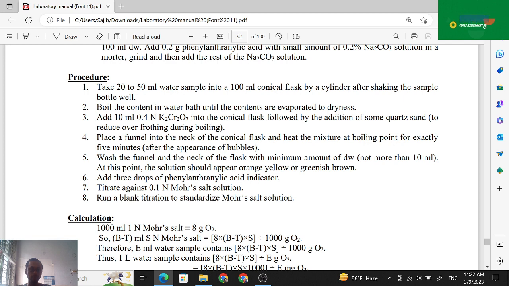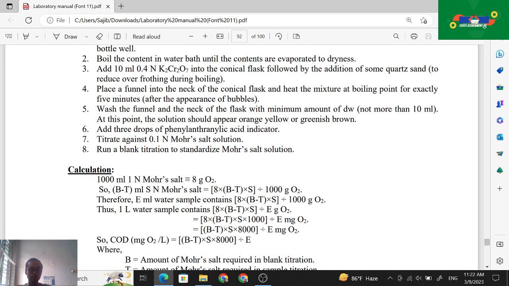In the procedure, take 20 to 50 ml water sample into a 100 ml conical flask by cylinder. After checking the sample bottle, boil the contents in a water bath until the contents are evaporated to dryness. Add 10 ml of 0.4 normal K2Cr2O7 into the conical flask, followed by some quartz sand to reduce frothing during boiling. Place a funnel into the neck of the conical flask and heat the mixture at boiling point for exactly 5 minutes after the appearance of bubbles. Wash the funnel and neck of the flask with a minimum amount of DW, not more than 10 ml. At this point the solution should appear orange yellow or greenish brown.